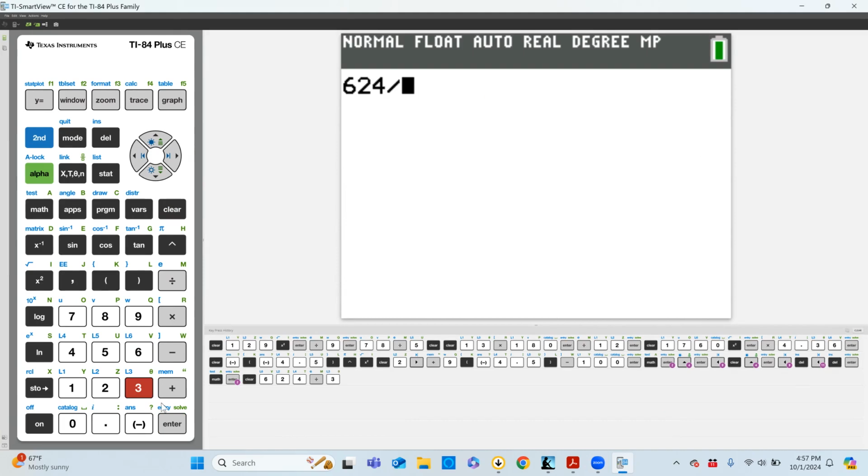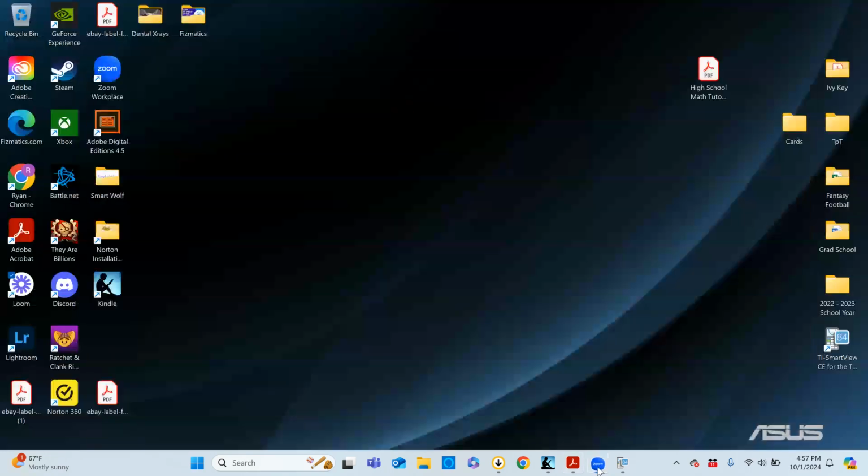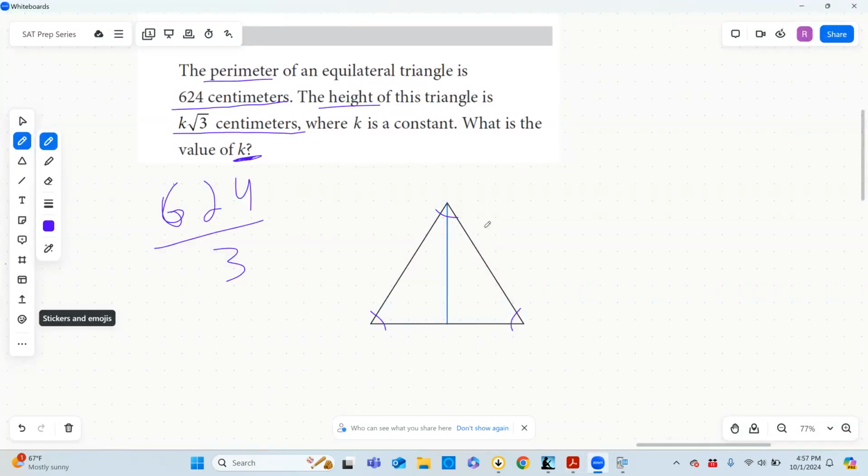624 centimeters divided by 3 equal sides. Each side is 208 centimeters. So that gives us some important information. Okay, so I know that each side now is 208 centimeters. This is 208. This is 208.